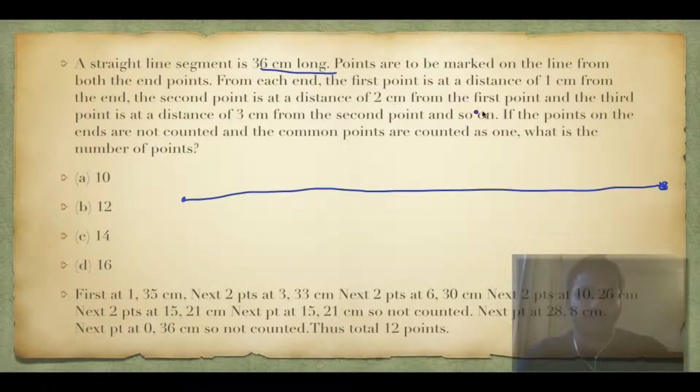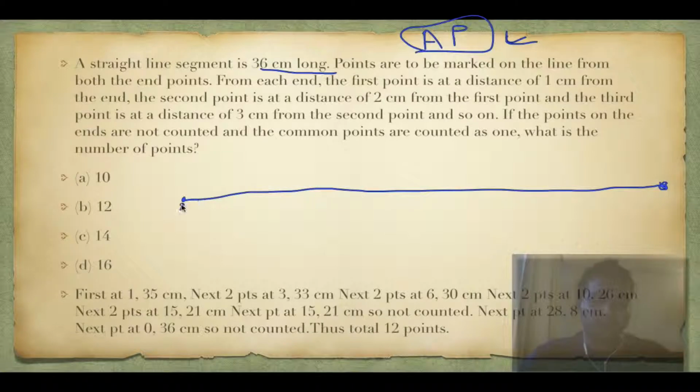The second point is 2. So it is a type of arithmetic progression. They'll tell you various formulas, but they are not needed at all. Third point is at 3, fourth is 4, 5 is 5. The points are not counted at the end, so please make sure you do not count them. The common points are counted as 1. What is the number of points?